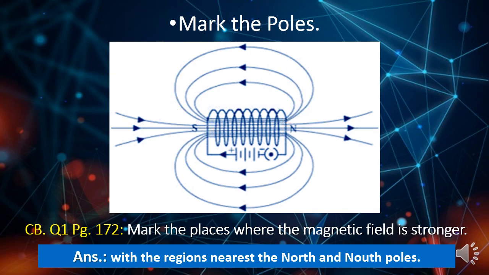Now let's see, we have our course book, question number 1, page 172. Mark the places where the magnetic field is stronger. So where's the magnetic field stronger? That's our answer, the regions that are nearest the north and south pole. So these regions nearest to the north and south poles have more magnetic field lines. It means that the magnetic field is stronger here, near to the pole, you can answer.